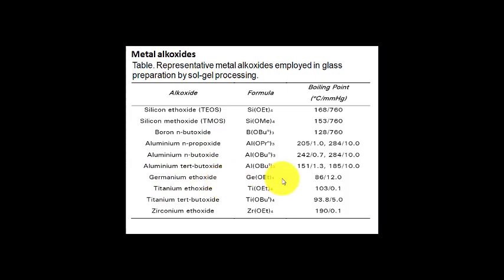Then germanium ethoxide, it is also very difficult to boil. We need 12 mmHg pressure and its boiling point will be 86 degrees centigrade. Then titanium ethoxide, its boiling point is 103 degrees Celsius at 0.1 mmHg. Titanium tertiary butoxide has a boiling point of 93.8 at 5 mmHg pressure, and zirconium ethoxide has a boiling point of 190 degrees Celsius at 0.1 mmHg pressure.